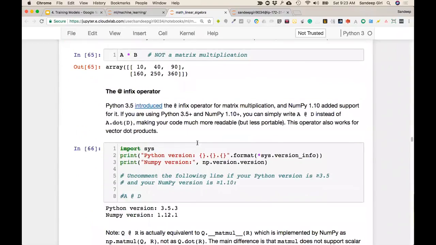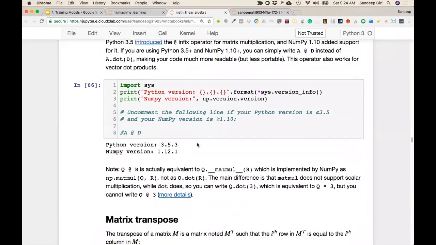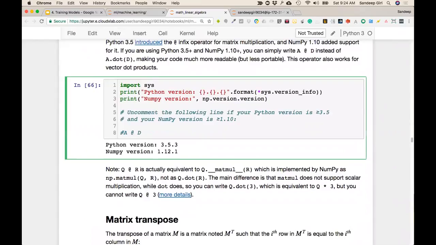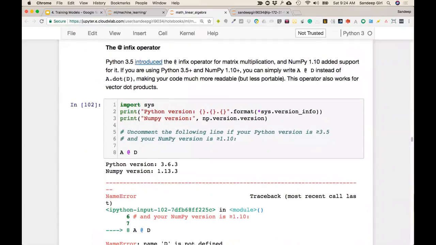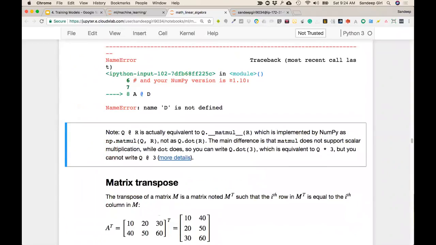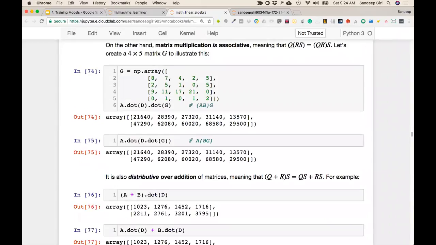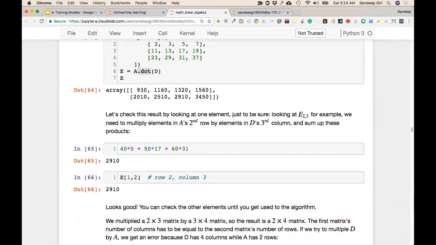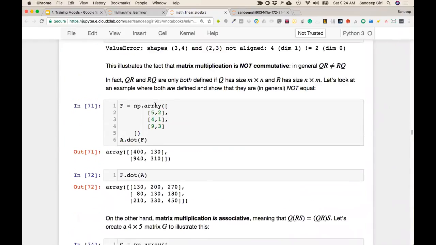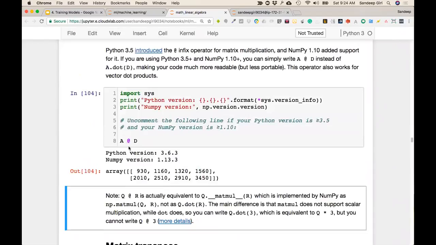Okay. So Python 3 introduced the @ infix operator for matrix multiplication, and you can use that if you're using version 3.5. So we are using 3.5 and above, so we can try this one if it works. Did we define these? D is not defined, so we'll have to go up and define D. Let's try again. Yeah. So we are able to multiply two matrices A and D.